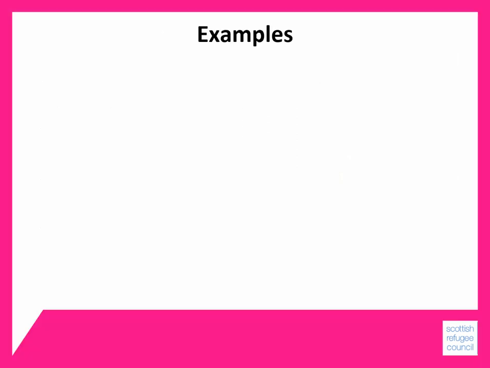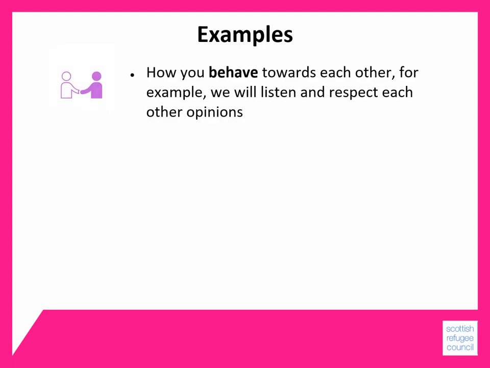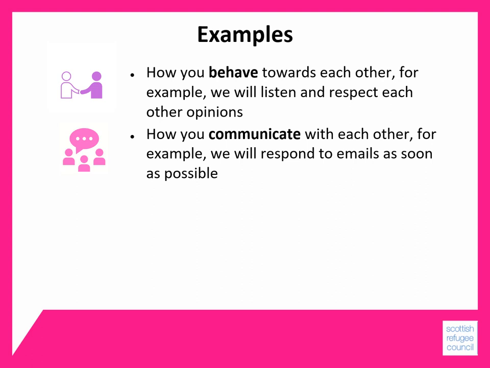Finally, let's look at some examples of different types of ground rules. Ground rules can look at how you behave towards each other. For example, we will listen and respect each other's opinions. They can also look at how you communicate with each other. For example, we will respond to emails as soon as possible.